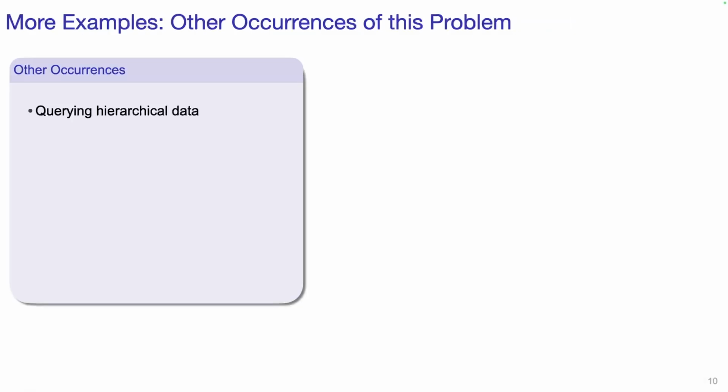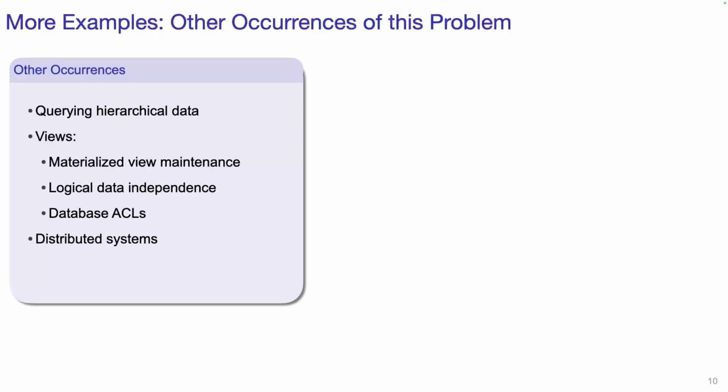There are many occurrences of this problem. One is when querying hierarchical data; there are also views, materialized views, logical data independence, access control, and distributed systems, where this problem actually happens. So we will have a separate notebook later on for distributed systems, what you can do there for these kinds of problems. Progressive web apps, that's a kind of application. So typically you have your phone and there's an app on that phone, and the app works super well once you have internet.